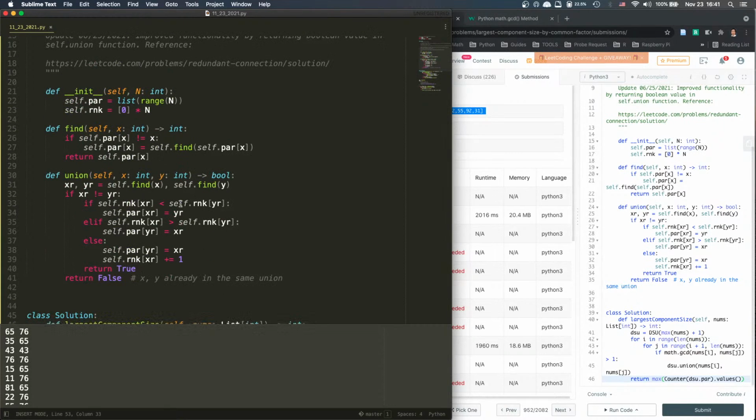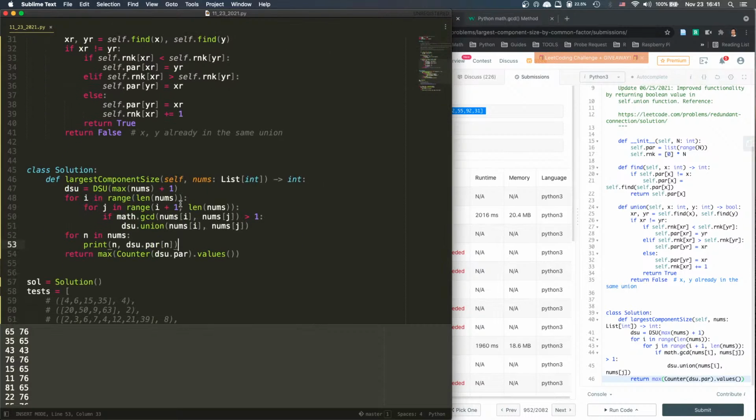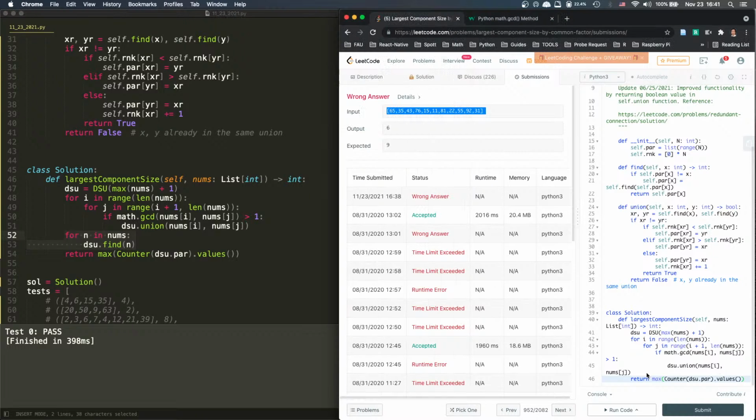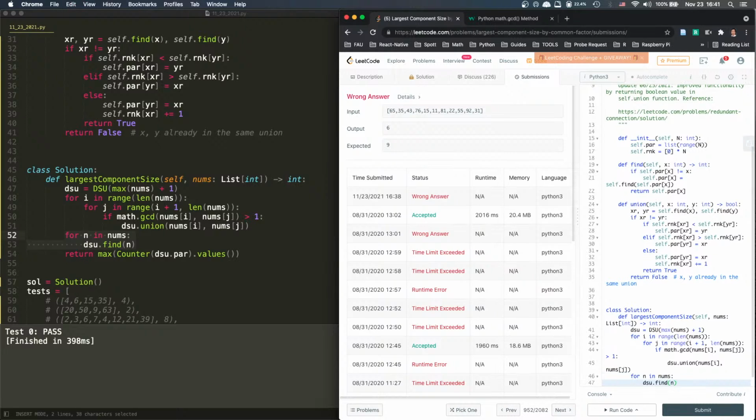One more round of what? Just find, right? One more round of find. So I think we just need to say dsu.find(n). Right, just do one more round of compression. And after compression, this one will pass. Yes, we just need to do one more round of compression. So at the end, before we return, we need to do one more round of compression.